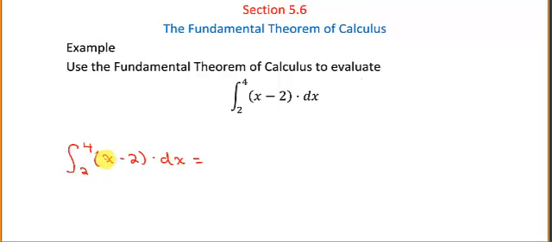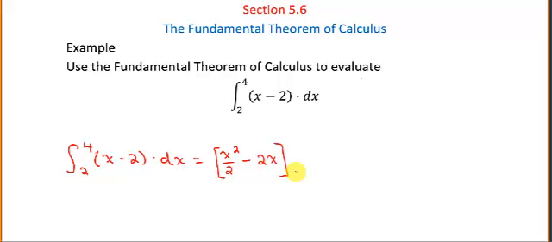So if I antidifferentiate x to the first, I get x squared over 2 minus, when I antidifferentiate 2, I have to think what function has 2 as its derivative, and of course that's 2x. In definite integrals, we don't have to worry about a constant of integration. So now I've taken the antiderivative, but I haven't evaluated it. And remember, the second step involves evaluating it at these limits of integration.